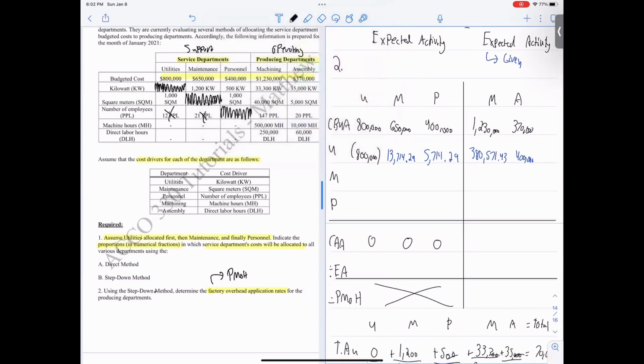Okay, now maintenance. Maintenance doesn't allocate anything to utilities because in the step down method, you go left to right on the chart. Now first things first here, guys. The amount of costs that we're allocating from maintenance, first off, we have the 650 before allocations, plus the 13,714 that they get from utilities, right? So 13,714 is passed on to maintenance. Now they're going to take that cost and pass it on to everyone else. So that's 663,714. Technically 0.29, but my Excel rounded a little bit.